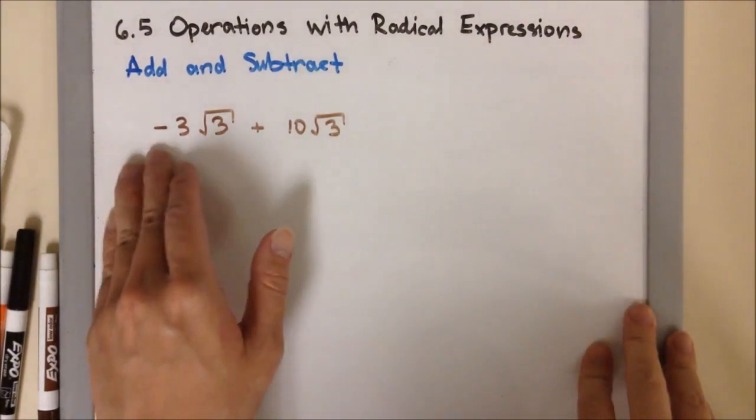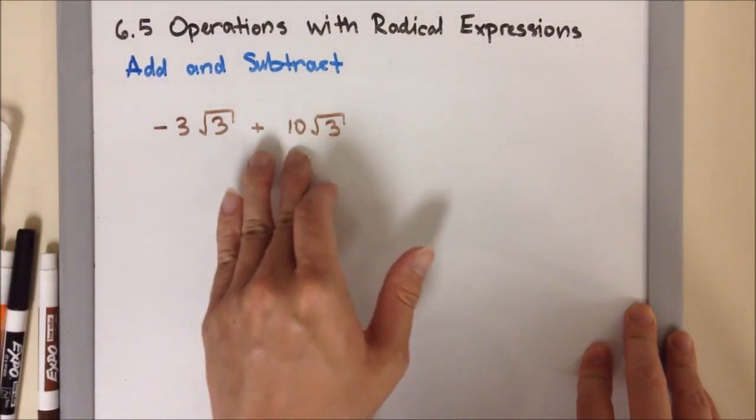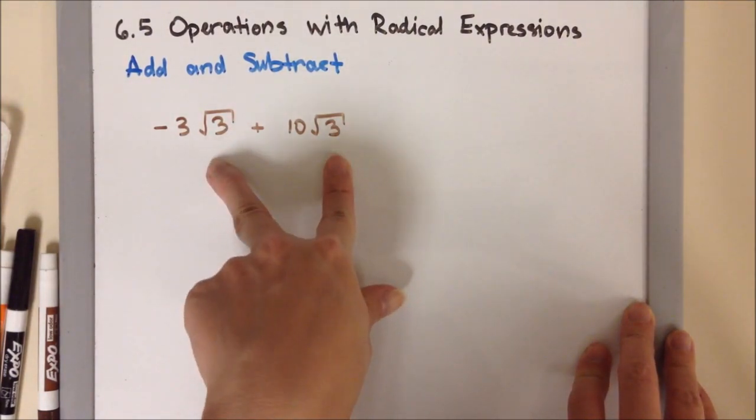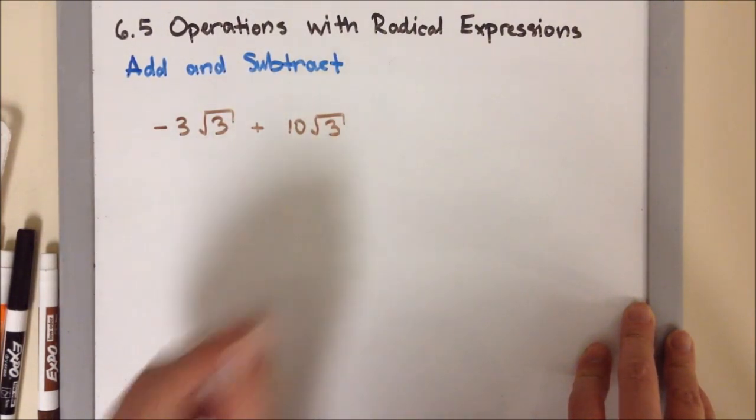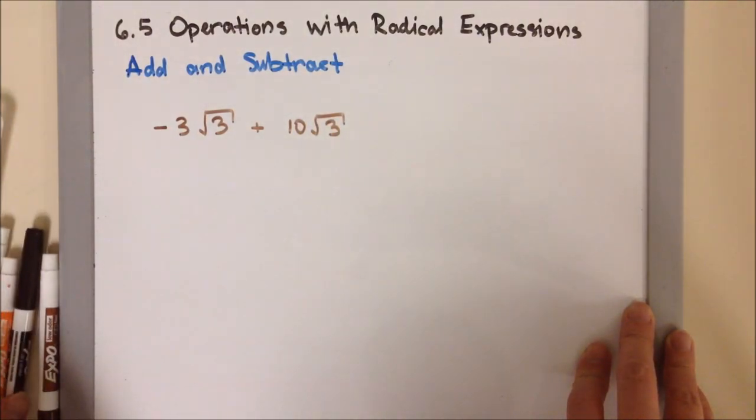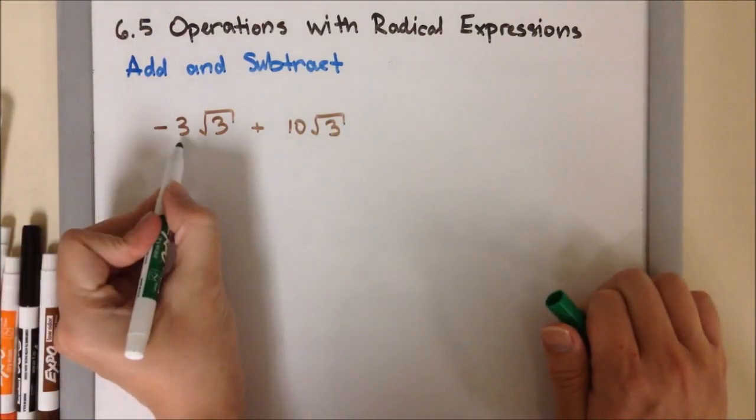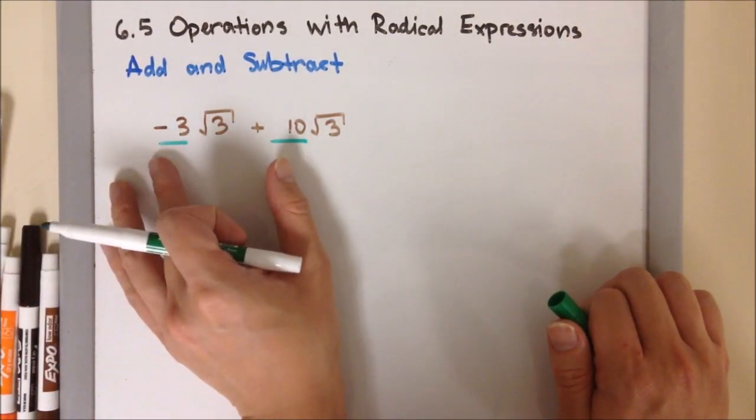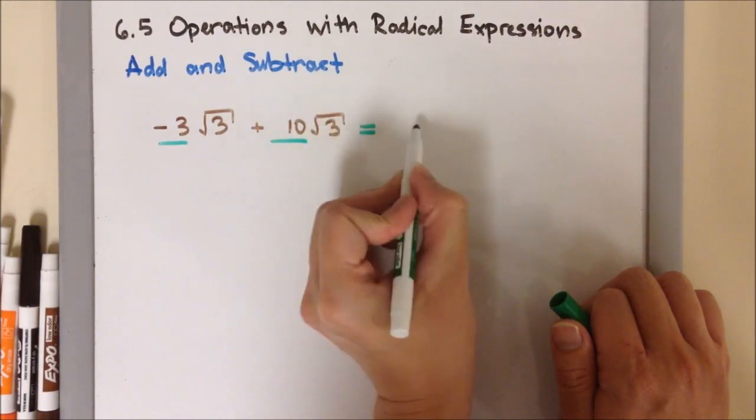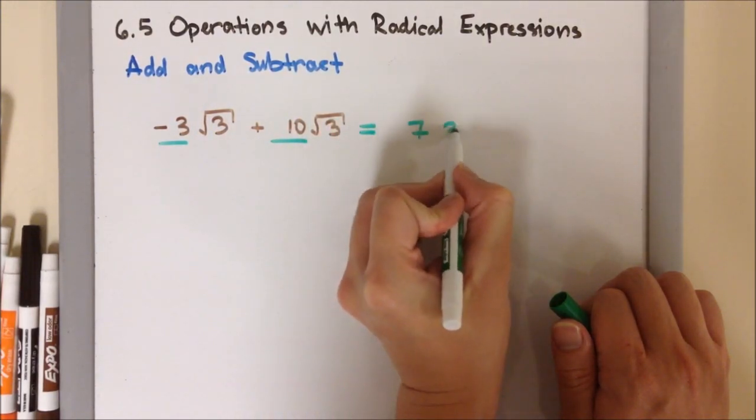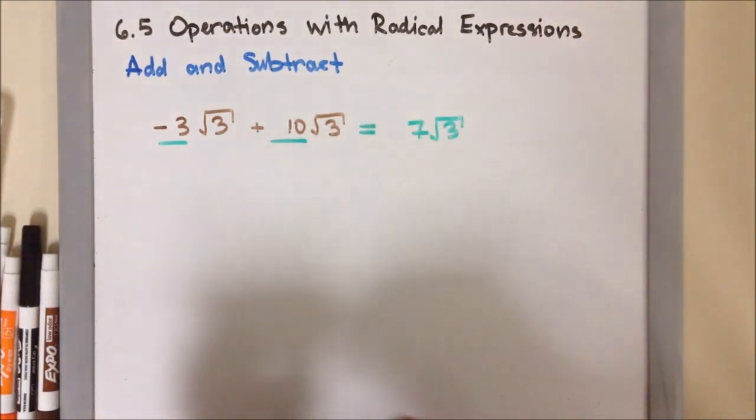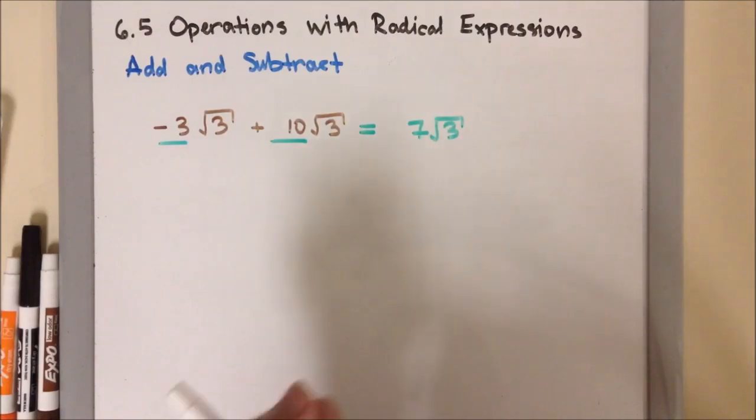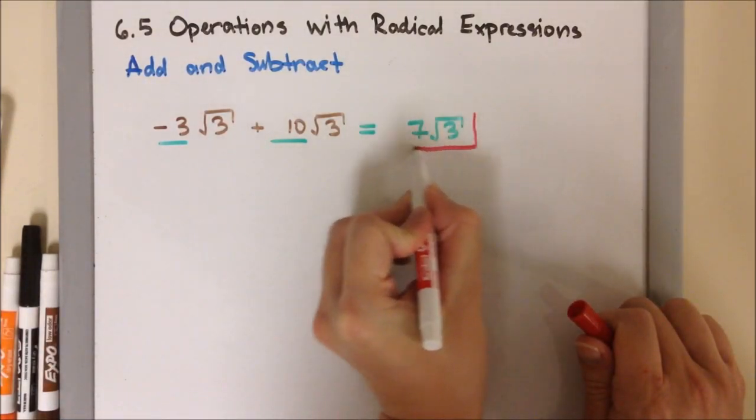So in this example, I have negative 3 square root of 3 plus 10 square root of 3. Now these two, I can combine them because they both have the same radical, square root of 3. So all I'm doing is just combining my coefficients or my base numbers that are in front of the square root. So negative 3 plus 10, that would be 7, and then square root of 3. And again, I did not change the square root of 3. I want to be consistent. So this is my answer, 7 square root of 3.